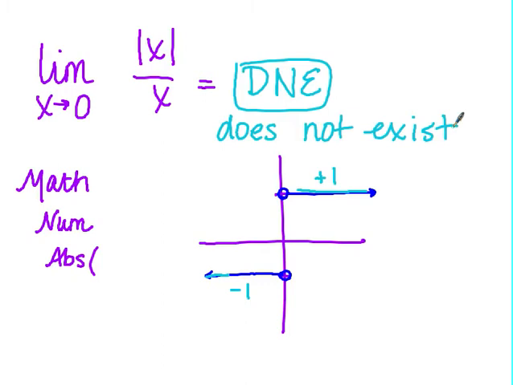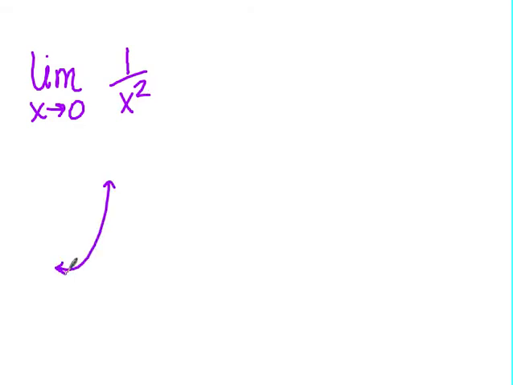Okay, next one I want you to graph: 1 divided by x squared. And we're looking at the limit as x approaches 0. So what's the graph do? It goes up, and it goes up. Well, down, I see what you're saying. Yeah, down.